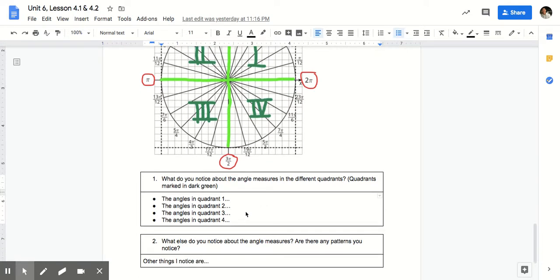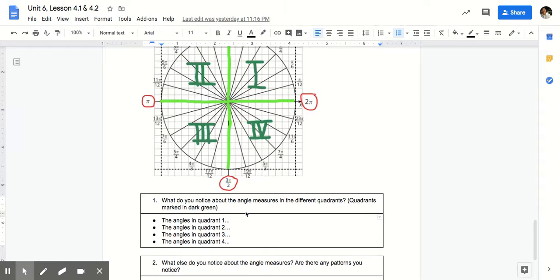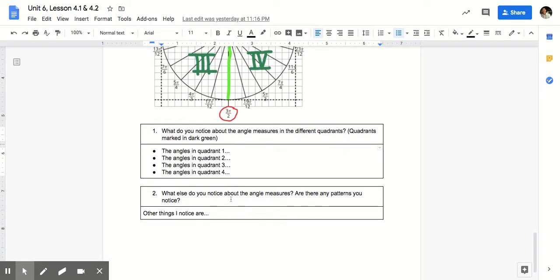in the quadrants. Again, this is just an activity to familiarize this with your mind so that when you see this again, you're not like, whoa, what is this? There's a lot going on, okay? For number 2, what else do you notice about the angle measures? Are there any patterns? So if you wrote down any patterns, you can just rewrite them here, or if you didn't find any patterns in the first question, then you can just put them in the second question.